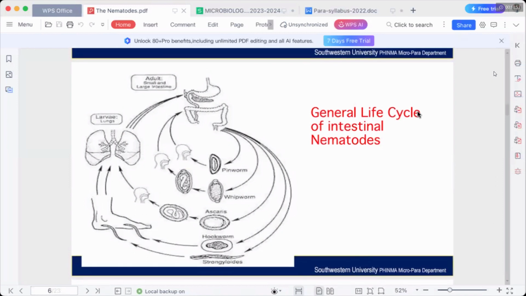For the general cycle, as I've told you before in parasitology, it's somewhat the same. There is ingestion of the infected larva or egg, and after ingestion, there's the cycle inside your intestine. They are reproduced in your intestines, then will join with your stool, then back to nature again, then back to ingestion again to be infected again. That's the general life cycle for the nematodes.